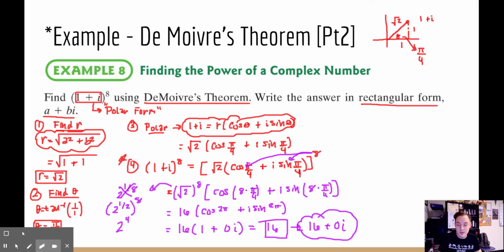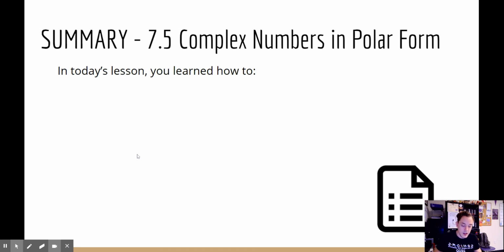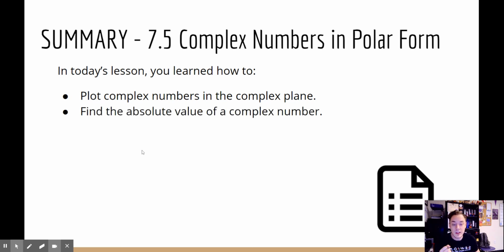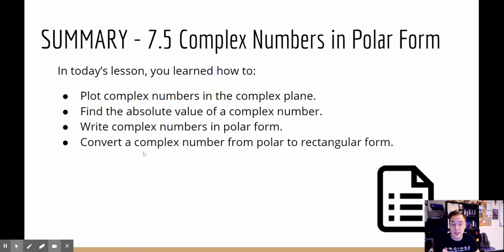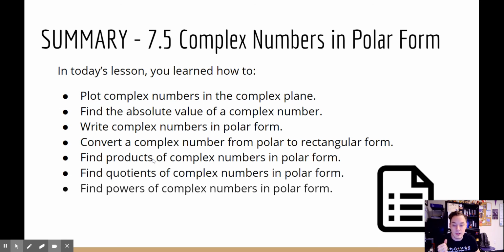Pause the video if you need to get it all down, but let's erase and get into our summary. What did we learn today? We learned a lot. We learned how to plot complex numbers in the complex plane, well, we reviewed it. Find absolute values of complex numbers. We learned how to write complex numbers in polar form, De Moivre's theorem part 1, and convert a complex number from polar form to rectangular form. We learned how to find products, quotients, and also powers of complex numbers.